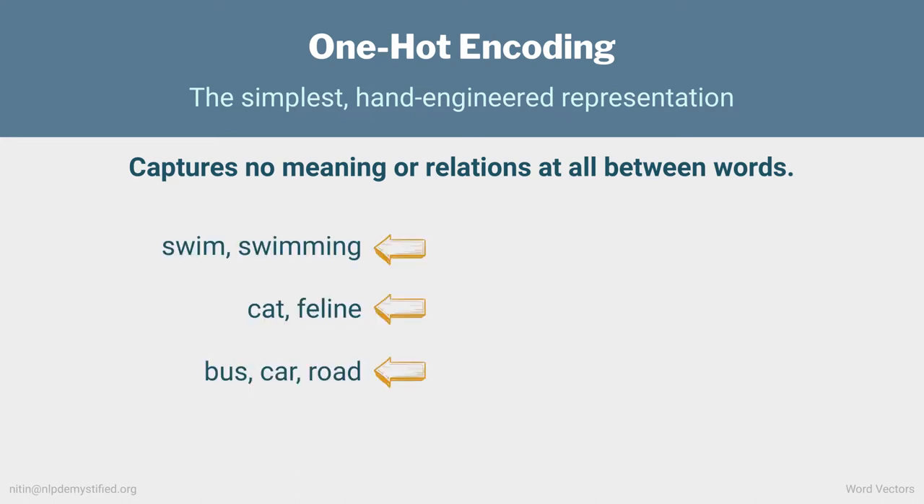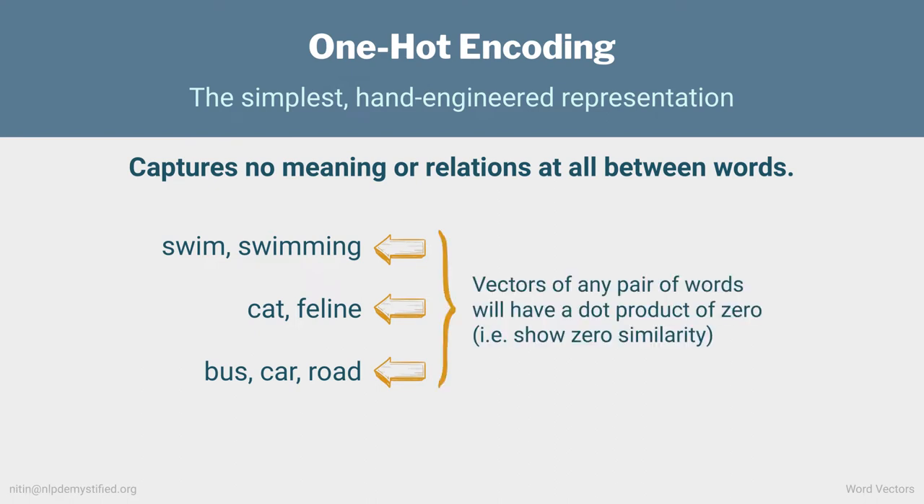We know the words swim and swimming are related, and so are cat and feline. Even bus, car, and road have a relationship to each other in our minds. But with one-hot encoding, the dot product of the vectors of any pair of words will always be 0. In other words, they'll appear as having 0 similarity, which we know isn't true. So we're not capturing any information about the words with this approach.